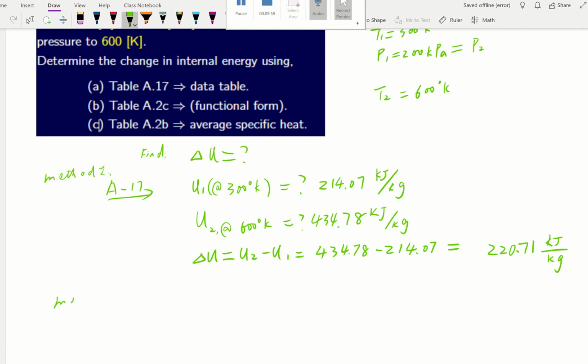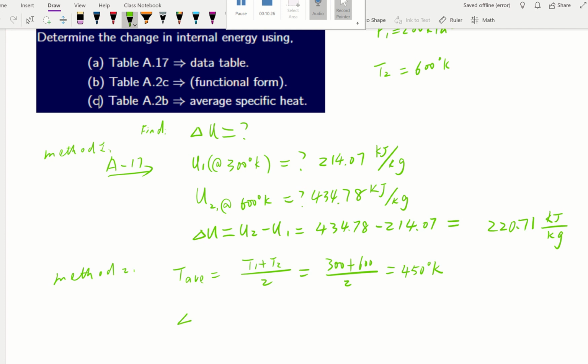Method number 2, we're going to use the average temperature. So the average temperature, T average, is going to be T1 plus T2 divided by 2. Our T1 is 300 Kelvin, T2 is 600. So the average temperature is 450 Kelvin.